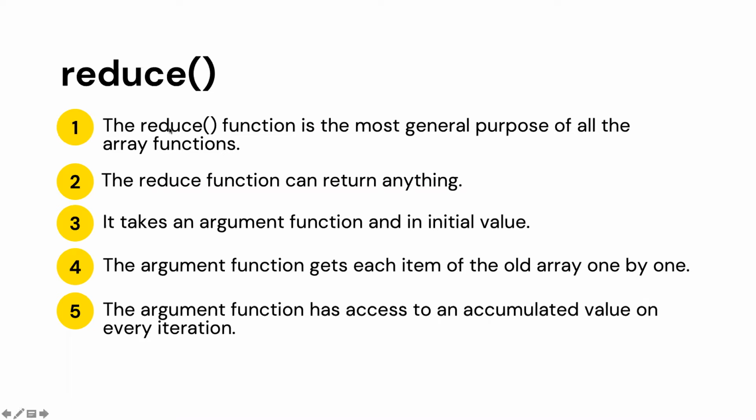To summarize quickly, the reduce function is the most general purpose of all the array functions. Reduce can return anything: it can return an object, a single string value, or a number, and it takes an argument function and an initial value. The argument function gets each item of the old array one by one, and it also has access to an accumulated value on every iteration. So this last line makes reduce one of the most powerful functions. That is pretty much it from my side.